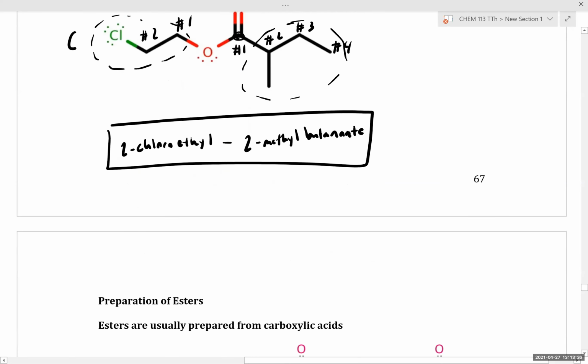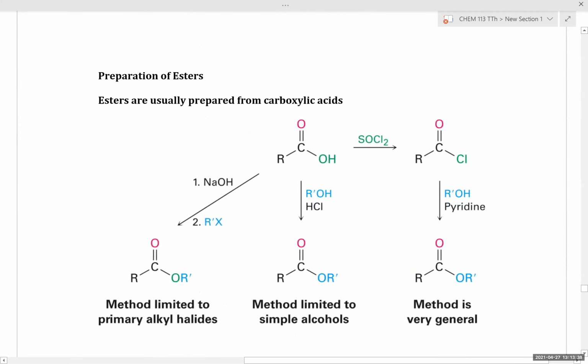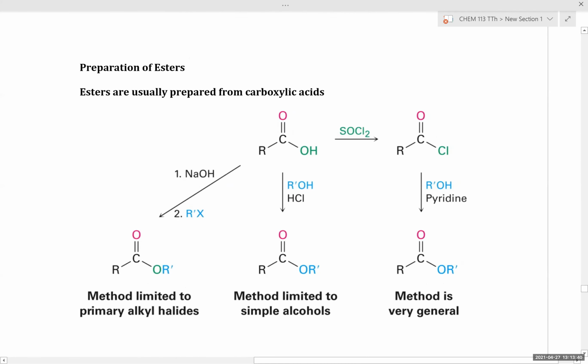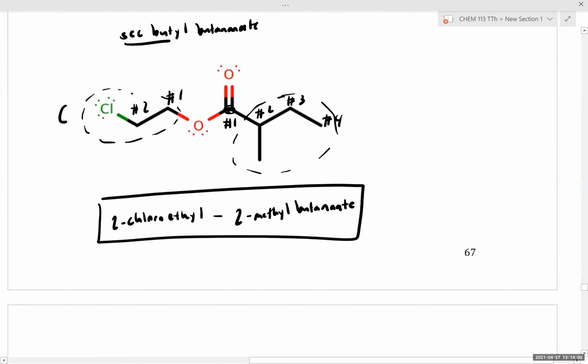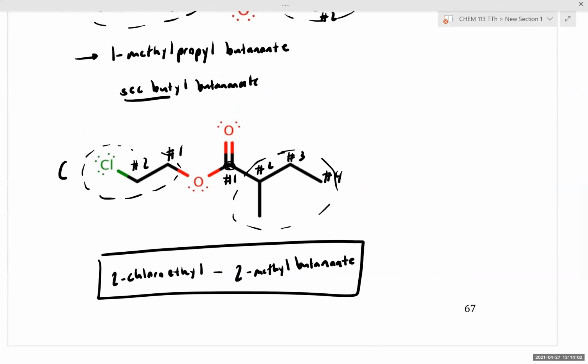If not, let's talk a little bit about how esters are prepared. Esters are traditionally prepared from carboxylic acids. There are a few ways to do this. You could use the Fischer esterification. You can alkylate a carboxylate. Oh, sorry, there was a question. Yes, please go ahead.